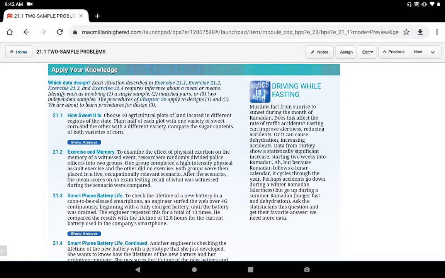All right, let's take a look at chapter 21, numbers 1 through 4. Which data design? Each situation described in exercises 1 through 4 requires inference about a mean or means. Identify each as involving 1, a single sample, 2, matched pairs, or 3, 2 independent samples. The procedures of chapter 20 apply to design 1 and 2. We are about to learn procedures for design 3, the two independent samples.